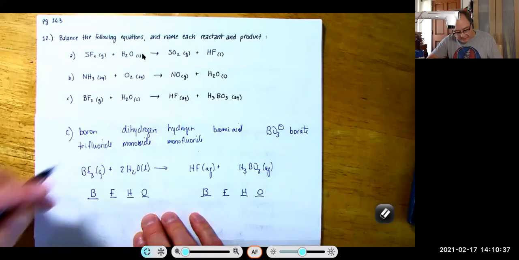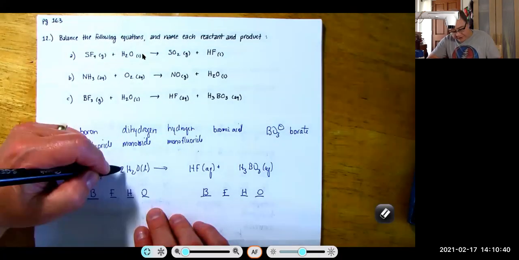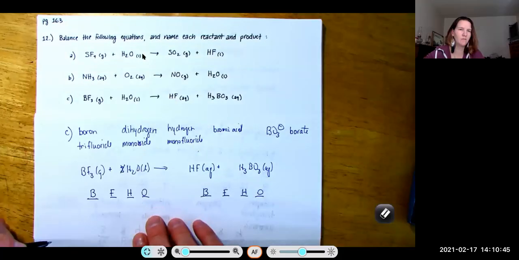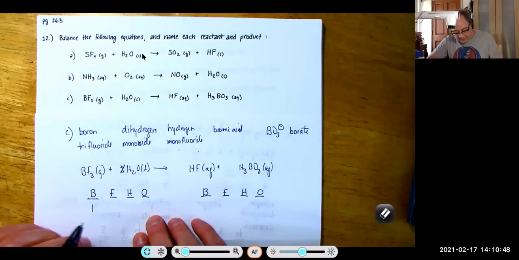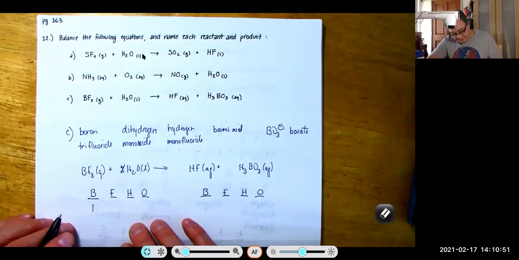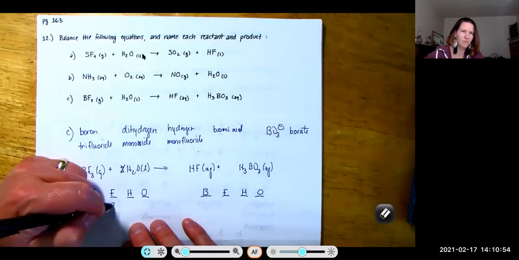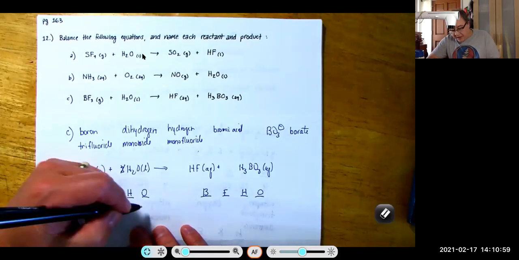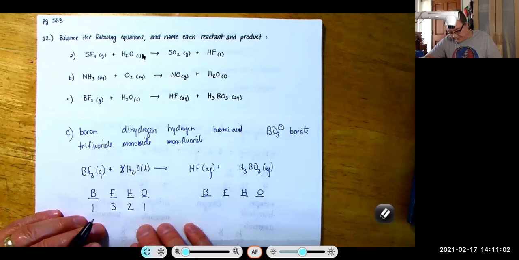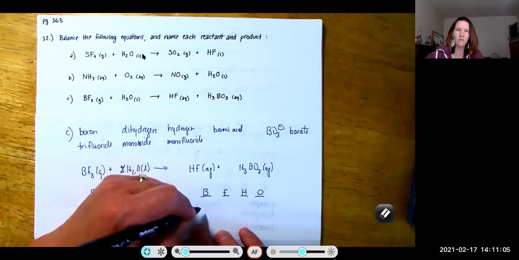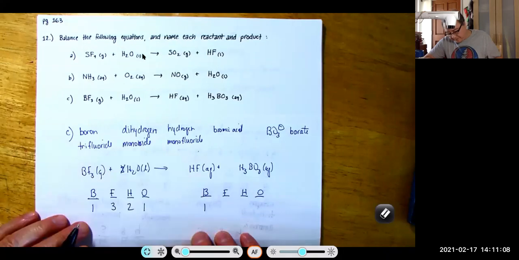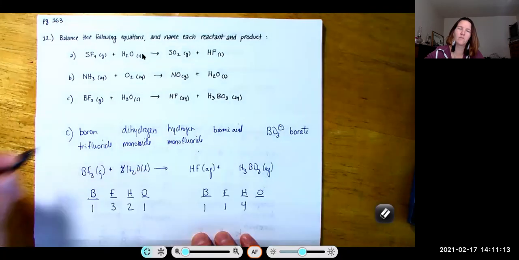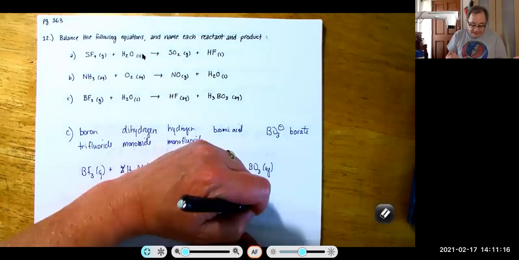So how many borons on the left? I'm going to get rid of all the coefficients. How many borons on the left? 1. And on the left in the reactants, how many fluorines? 3. How many hydrogens? 2. How many oxygens? 1. On the product side, how many borons? 1. Fluorines, 1, hydrogens, 4, oxygens, 2.